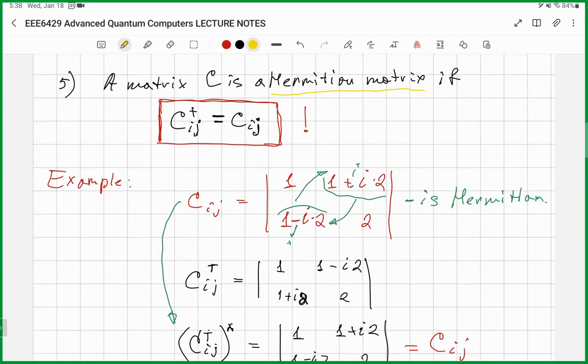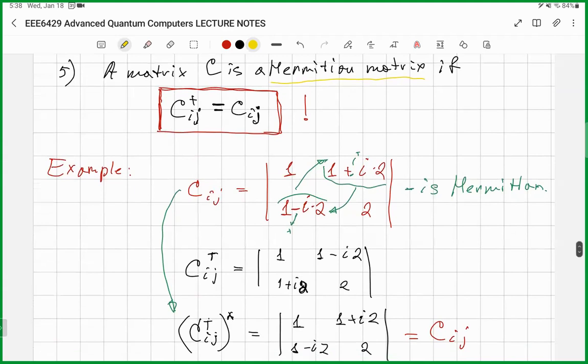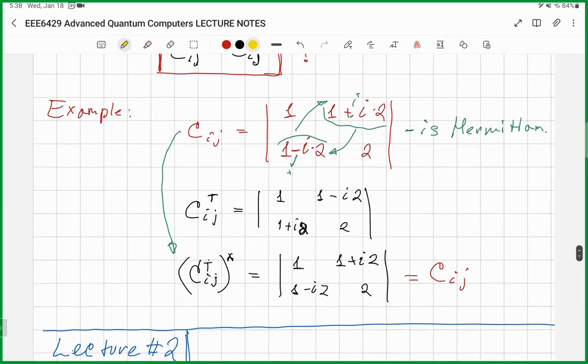Energy can be a complex number in general, but the energy of an isolated system, like the energy levels of a hydrogen atom or any other kind of atom, are always real numbers, not complex. That's why all quantities in quantum mechanics are described by Hermitian matrices.